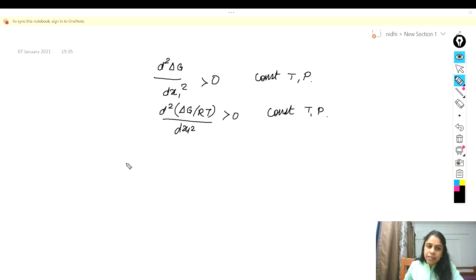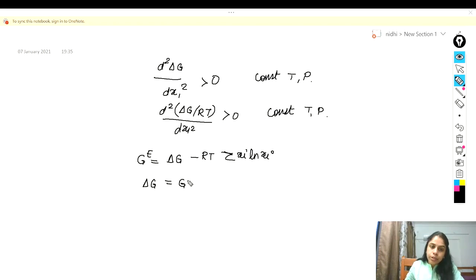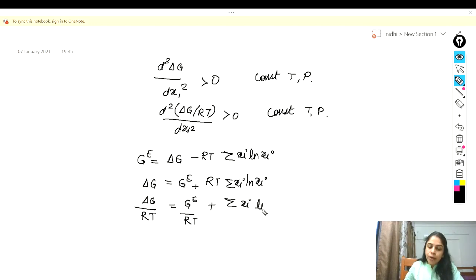The equation for excess Gibbs free energy for any binary solution: we know that it can be written as GE, the excess Gibbs free energy, is equal to delta G minus RT summation of Xi ln of Xi. So delta G is equal to GE plus RT summation of Xi ln of Xi. Now divide by RT throughout. So delta G upon RT is equal to GE upon RT plus summation of Xi ln of Xi.